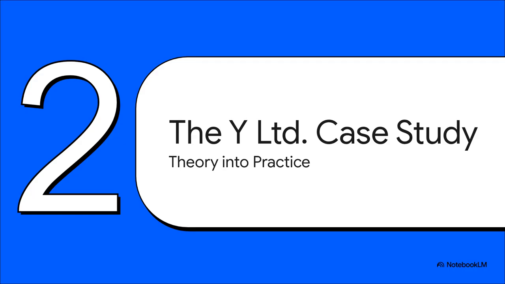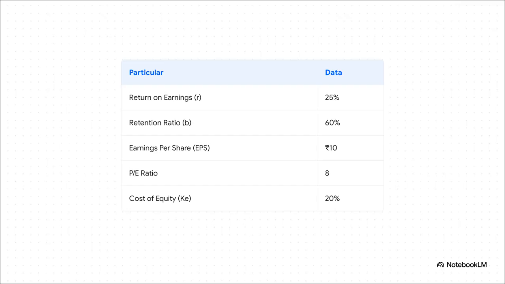All right, enough theory. Theory's great, but let's get our hands dirty and see how this thing works in the real world. We're going to put our new tool to the test and solve a classic exam-style problem for a company called Y Limited. So here are the vital stats for our case study. First up, the company's return on its retained earnings, which we call R, is a healthy 25%. It holds on to 60% of its profits, that's our B, and its investors, well, they're demanding a 20% return, which is our KE. Okay, let's put these numbers to work.